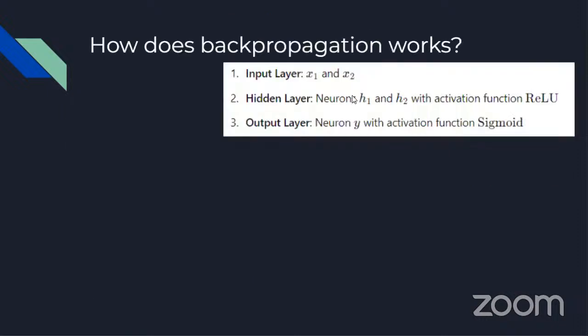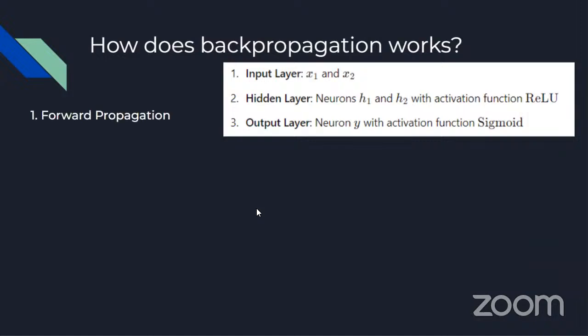So how does back propagation work? Let's suppose we have a network architecture where we have two inputs in the input layer, X1 and X2. We have hidden layer neurons, H1 and H2, and the activation function is ReLU. And the output layer has one neuron, Y, and in the output layer, the activation function is sigmoid, right? So this is what my network is.